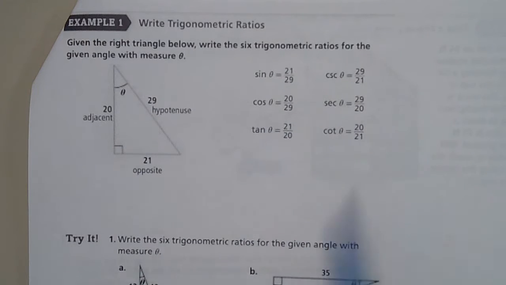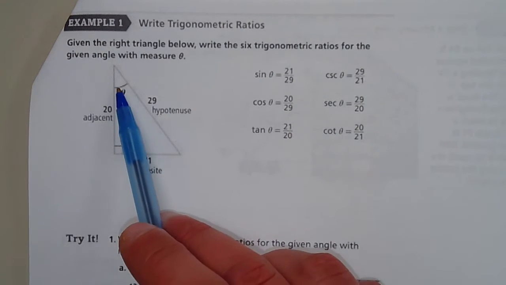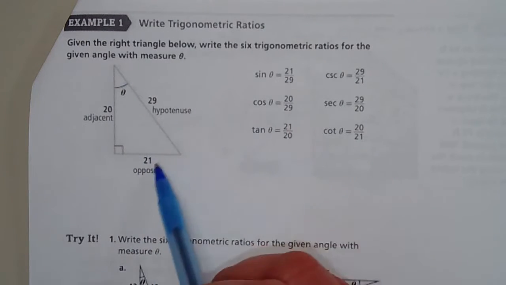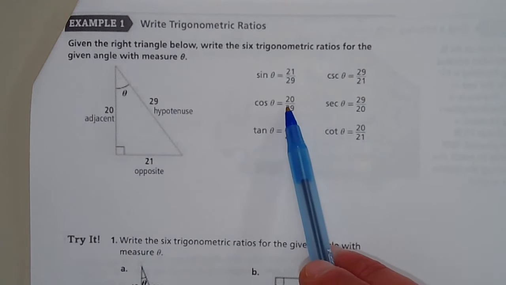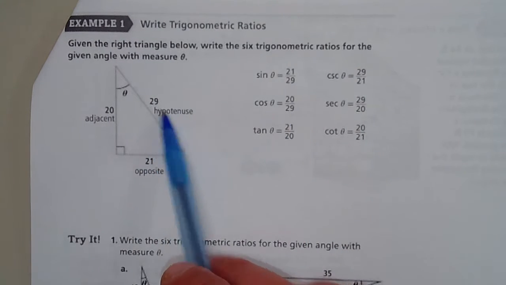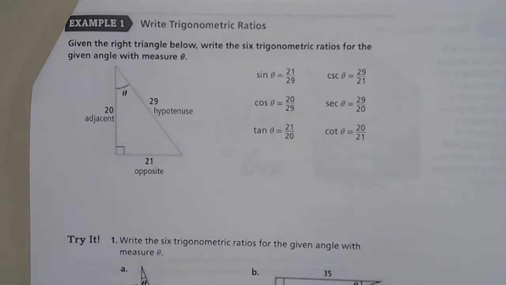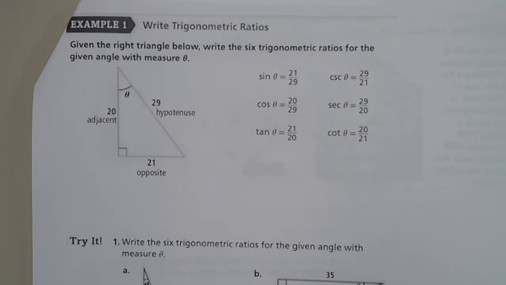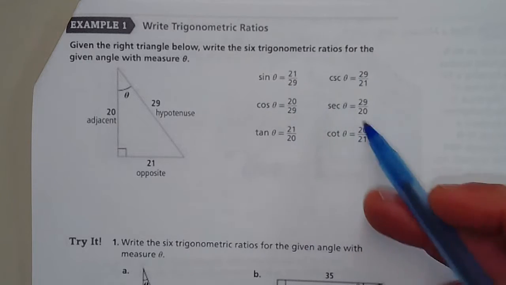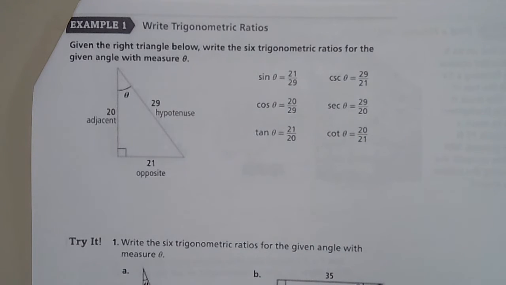And then all their reciprocal functions are very easy. Cosecant, instead of doing 21 over 29, is 29 over 21. And secant is the reciprocal of cosine. So instead of 20 over 29, it's 29 over 20. And cotangent is adjacent over opposite, 20 over 21. So obviously these are all reciprocals of each other, and that's what those functions are.